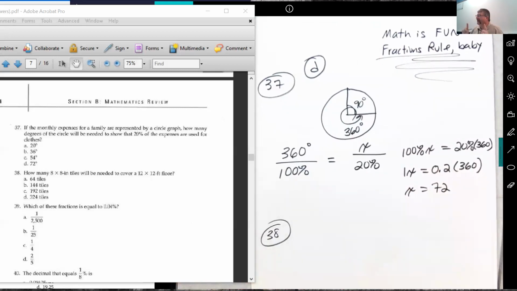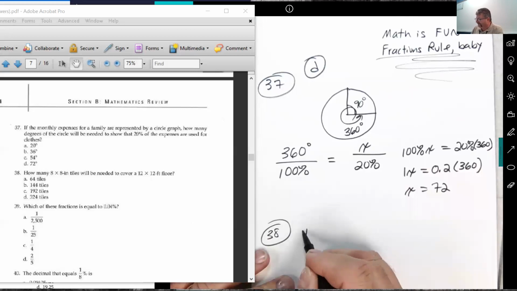All right, what about 38? How many 8 by 8 inch tiles will be needed to cover a 12 by 12 foot floor? So it's a problem of area. I've got these little tiles going to cover the big floor. How many do I need? But I have a unit issue because the tiles are measured in inches and the floor is measured in feet. So I need to be consistent. So I think it would be easiest if we just converted everything to inches.